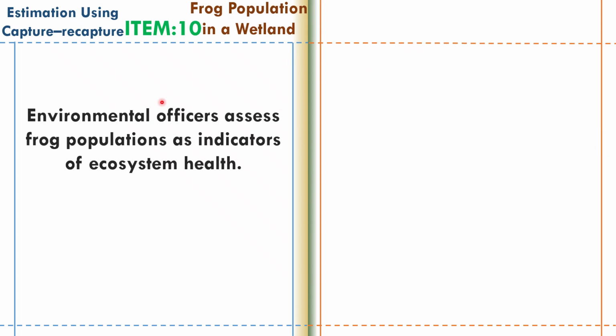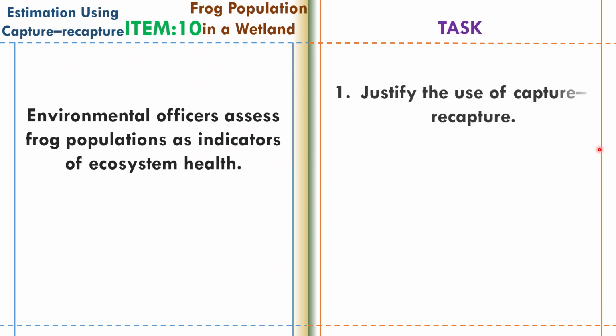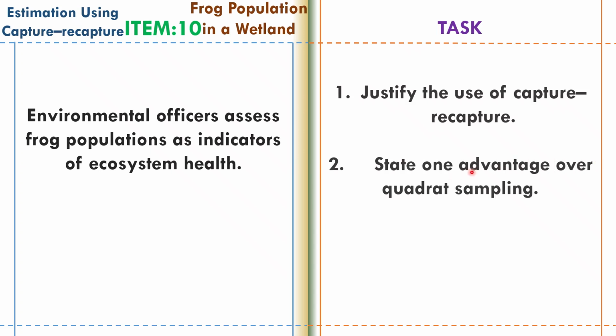Estimation using capture-recapture, item 10. We're looking at the frog population in a wetland. Environmental officers assess frog populations as an indicator of ecosystem health. Task: justify the use of capture-recapture. State one advantage over quadrant sampling.